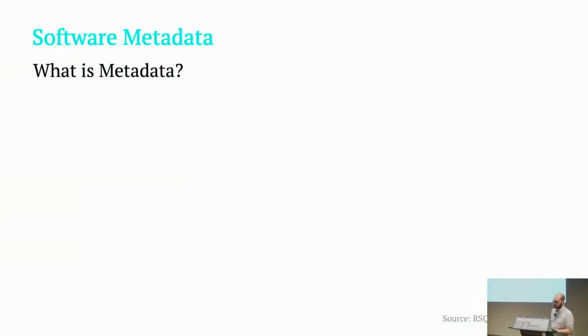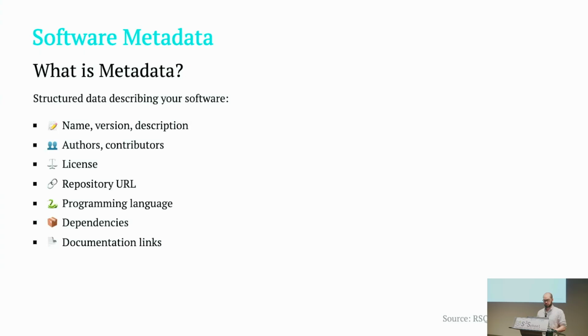So now I will talk about metadata. So metadata we mentioned a bit during the week, but just to make sure, so what is metadata? It's some structured data that will describe your software. So for example, the name, the version, the description, the authors and contributors, the license, the repository URL, where to find the software, programming language, dependencies, and documentation links are all metadata.